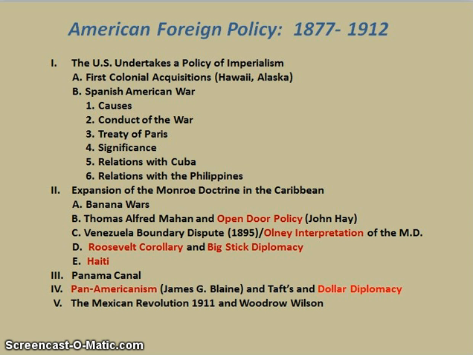Before we move on to the Panama Canal, we need to tie up some loose ends with the Spanish-American War. The Spanish-American War was ended by the Treaty of Paris that was signed in December of 1898 under McKinley. In this treaty, Spain recognized Cuba's independence and for a payment of $20 million also ceded the Philippines, Puerto Rico, and Guam to the U.S.